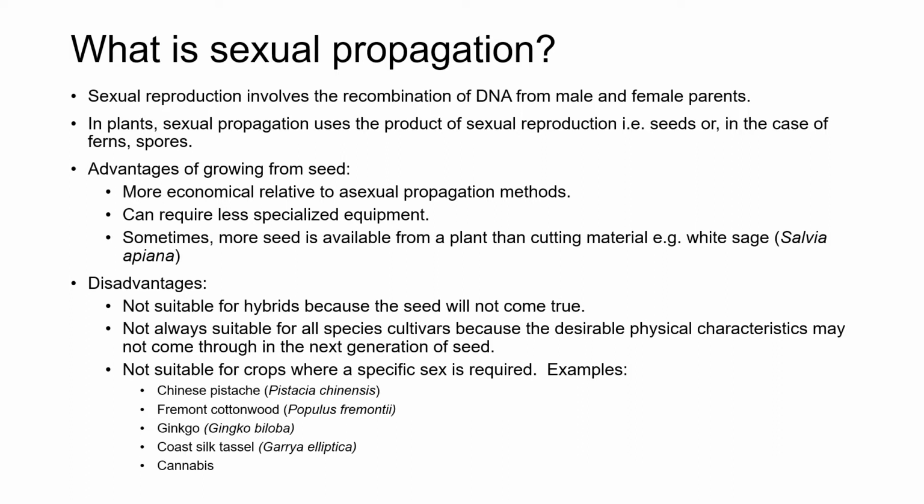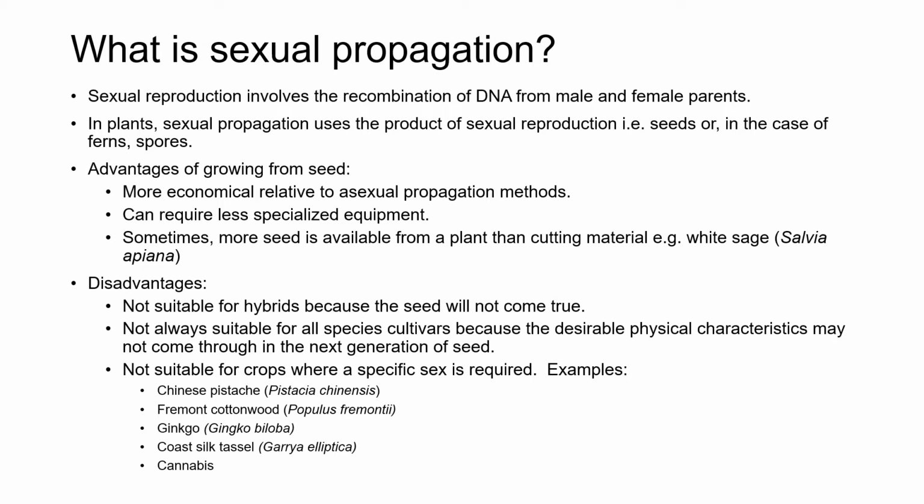Thirdly, seed isn't suitable for crops where we have separate male and female plants and where we're wanting to reproduce a plant with a specific sex. Perhaps the male or the female plant has a desirable characteristic that we want to reproduce, or perhaps an undesirable characteristic that we want to avoid. If we're growing from seed, we won't know what the sex of these plants is until they bloom, and depending on the species, that can take up to 15 years or more sometimes.